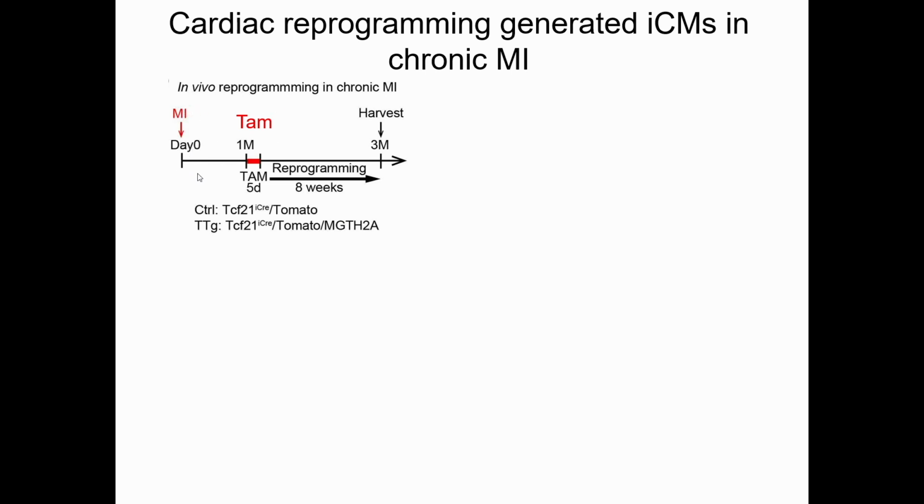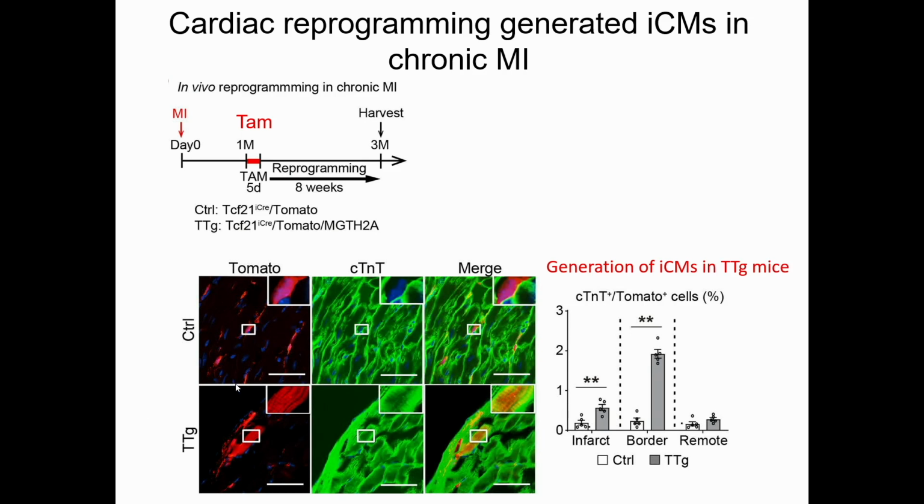This is the strategy of in vivo cardiac reprogramming in chronic MI. We generated MI by coronary artery ligation in the mouse, and after 1 month, we administered tamoxifen for 5 days, and then reprogramming started and continued for 2 months. After 3 months, we harvested the heart and checked cardiac reprogramming. We compared control and triple transgenic mice. Here is the data. In the control mice, very few cells expressed cardiac troponin T, of course, and there is no regeneration. But in the triple transgenic mouse, some tomato-positive cells started to express cardiac troponin T.